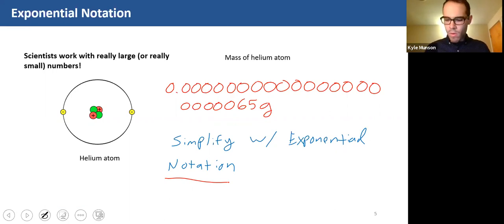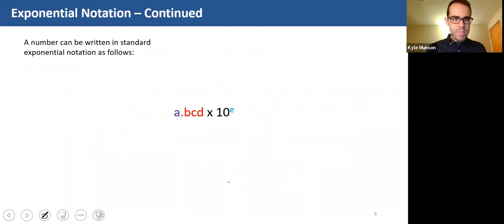Okay, so how do we express a number then in standard exponential notation or in scientific notation? So a number can be written in standard exponential notation, or again, scientific notation, as follows, okay? So I've kind of broken it up into this form. So A here, I'm going to break down each part, okay? And it'll make more sense when we do examples, but this is just kind of showing you everything right now. So A, okay, is a number.